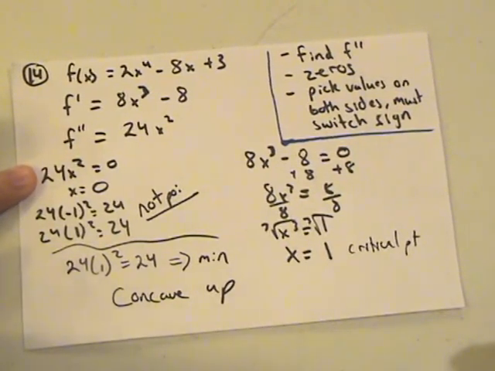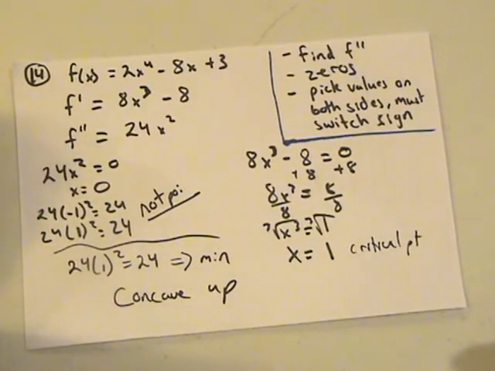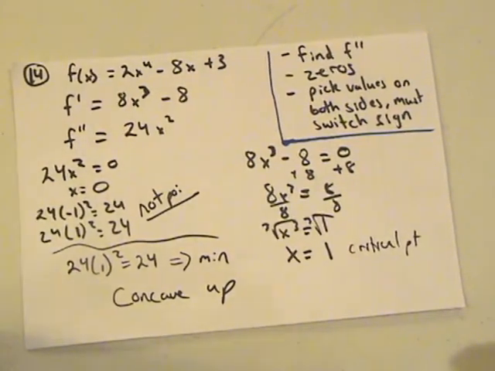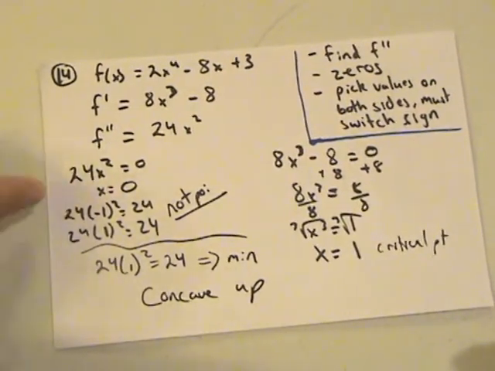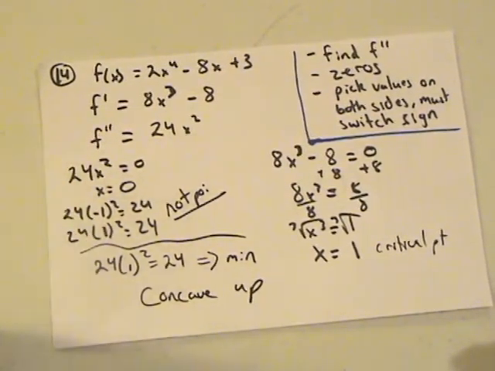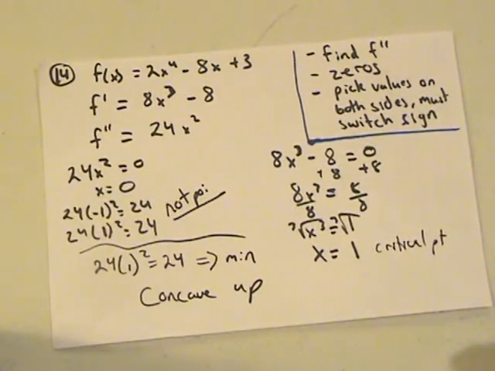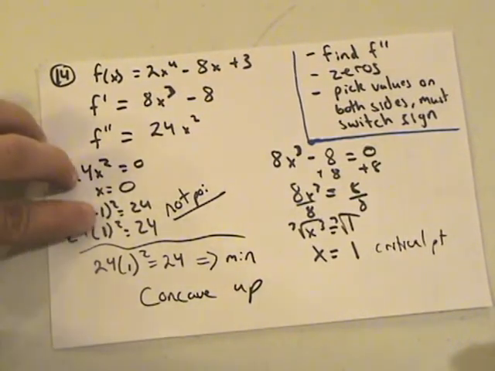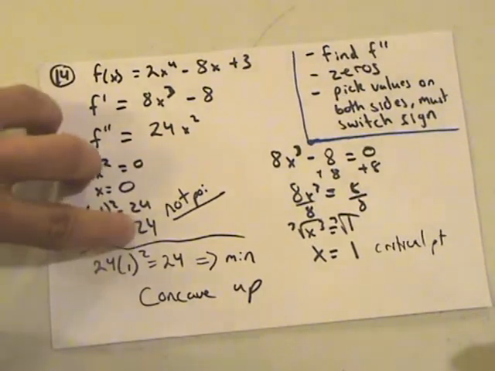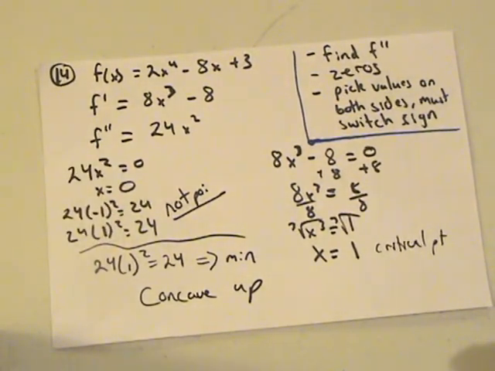So here's the second derivative. We set it to 0. We get x equals 0. So that's a supposed point of inflection, x equals 0. So we put values on each side to see if it switches sign, but it doesn't. Negative 1 also gives us 24, and 1 gives us 24. So it's not a point of inflection. I don't know what it is, but it's not a point of inflection.